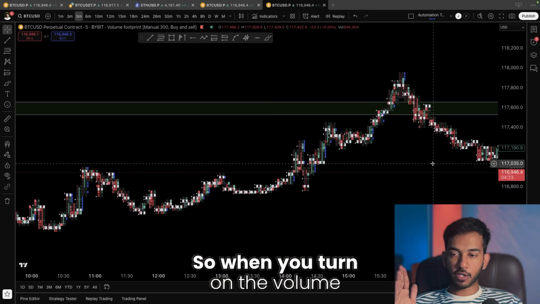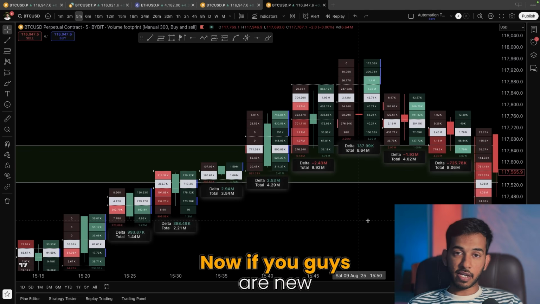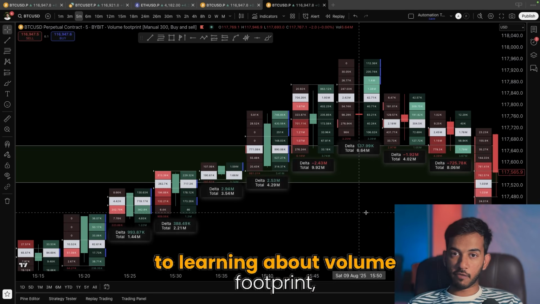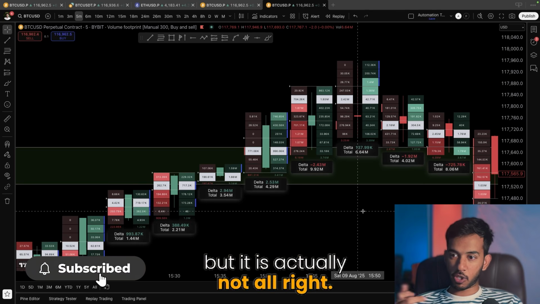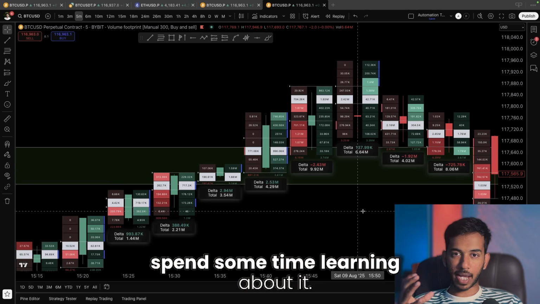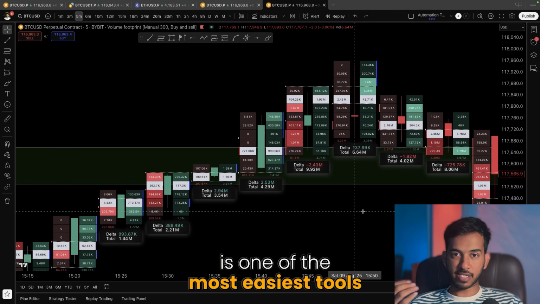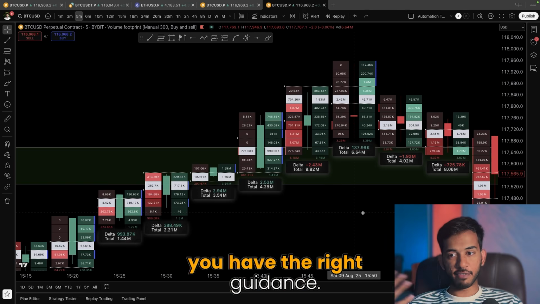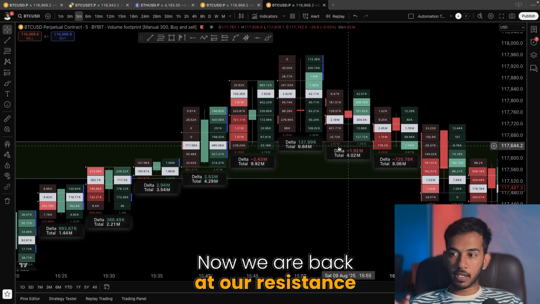All right, so when you turn on the volume footprint, you will see all the numbers popping on your screen now. If you guys are new to learning about volume footprint, it might sound complicated, but it is actually not. It's pretty simple if you can just spend some time learning about it. I can literally assure you this is one of the easiest tools that you guys can use if you have the right guidance. Now we are back at our resistance level.